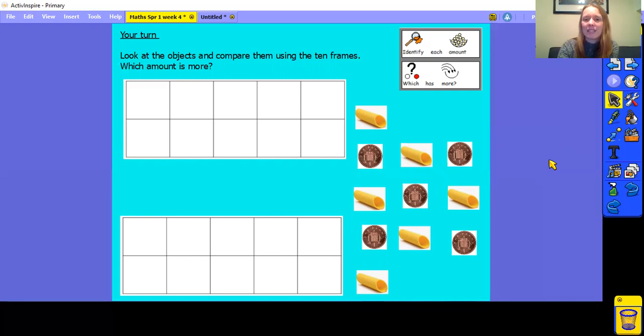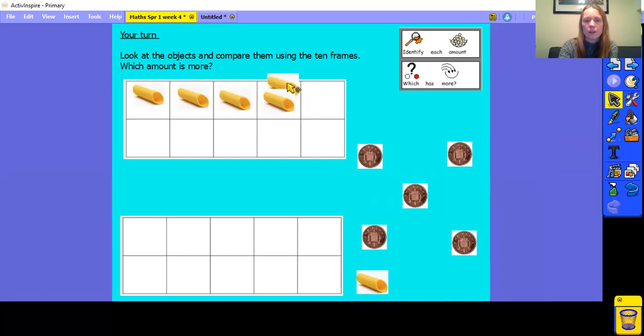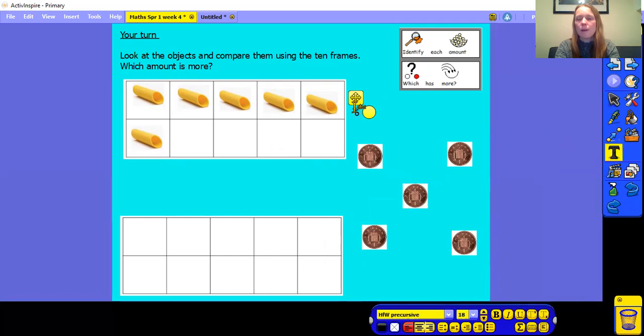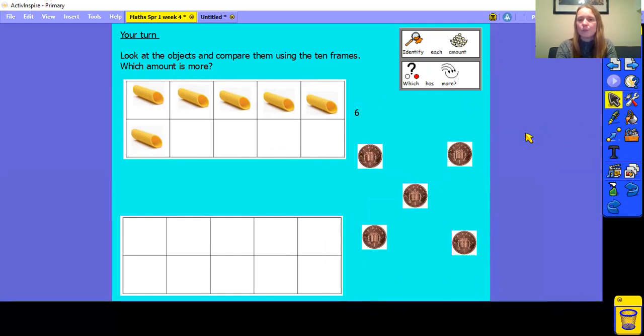Okay, now let's do it together. I'm going to put the pasta on the top 10 frame. 1, 2, 3, 4, 5, 6. There are 6 pieces of pasta. Let's write 6. That helps us to remember.